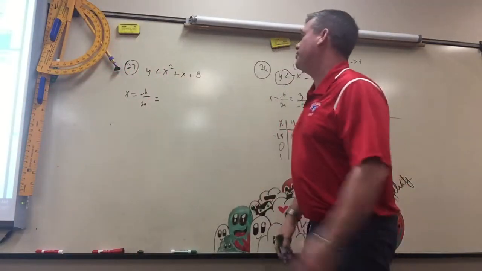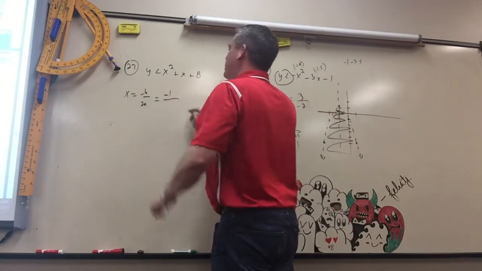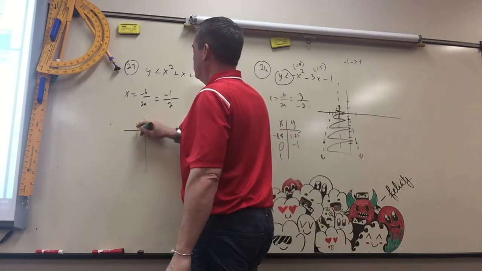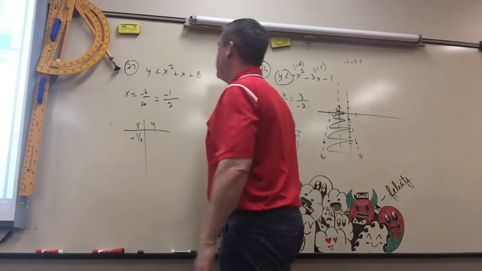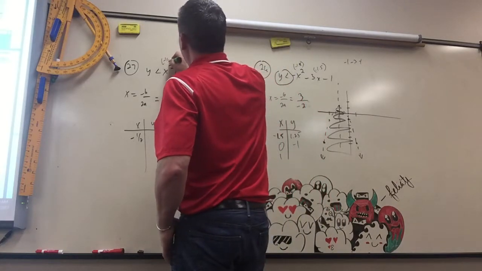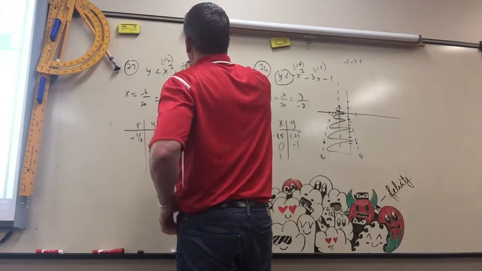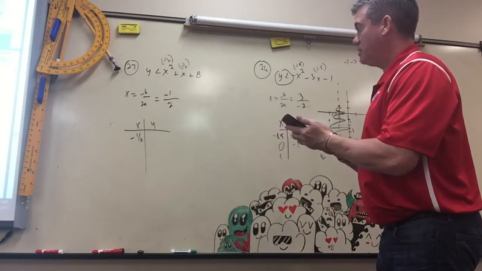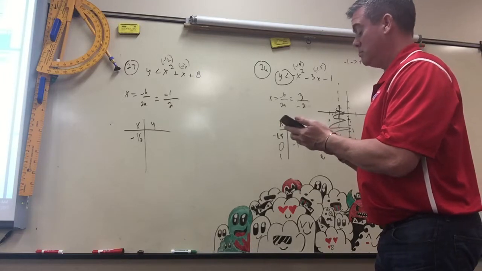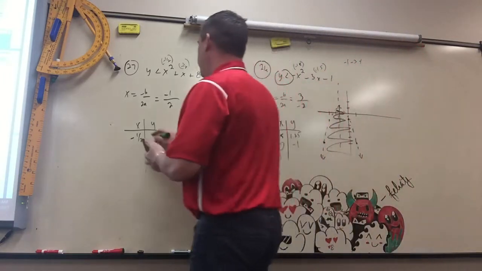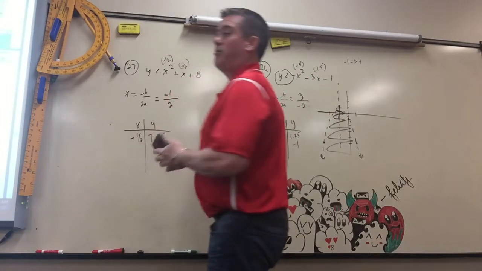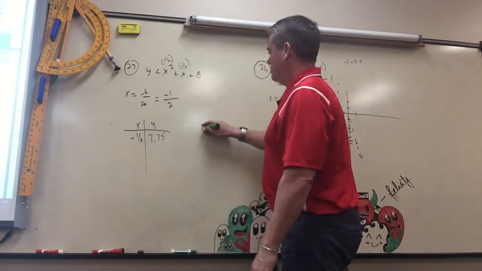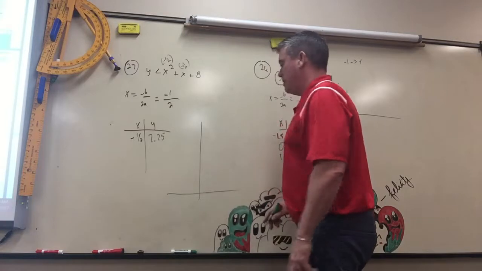Okay, 27. B is a 1. A is a 1. So 2 times 1 is 2. So -1/2 is your x. We gotta plug that in there for the x's. 7.75. That's good. And this one's gonna open up. So you're gonna wanna make it like that.